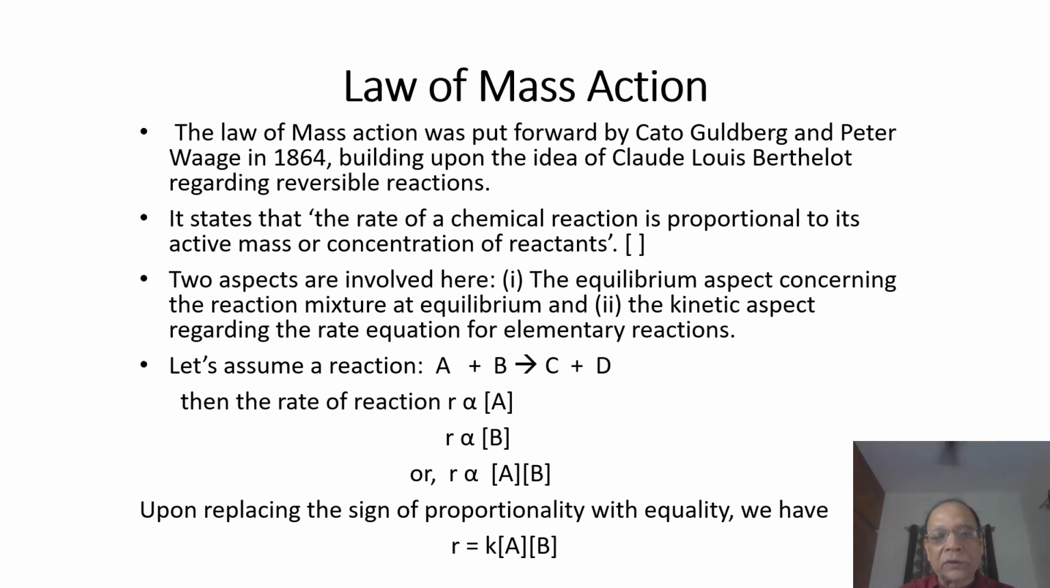Then the rate of reaction R is proportional to concentration of A, and the rate is also proportional to concentration of B. Combined together, the rate is proportional to concentration A multiplied with concentration B. Upon replacing the sign of proportionality with equality, we have R equals a constant, known as rate constant, into concentration of A and concentration of B.